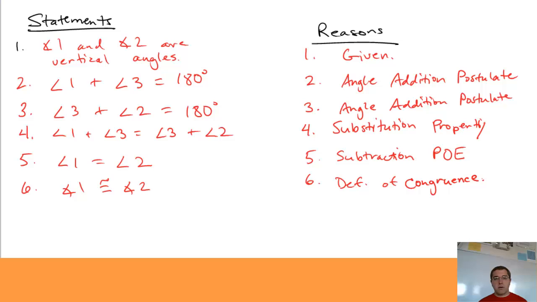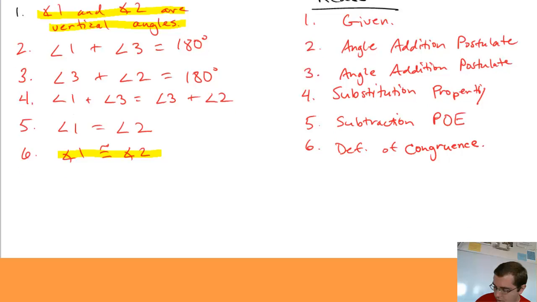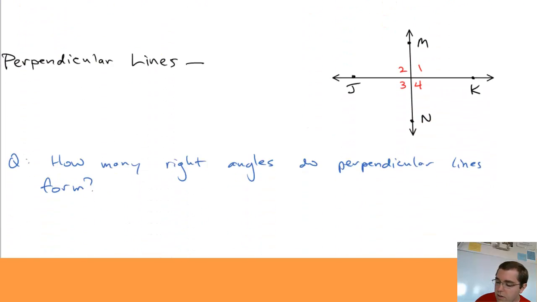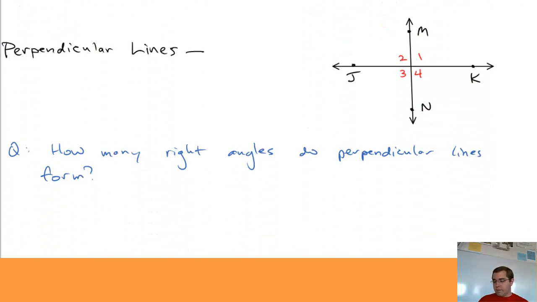Two things are congruent if they are equal in measure and the same shape, but these are both angles. So I've shown that if I start with a pair of vertical angles, I end up with those angles being congruent. So that is always true no matter what vertical angles I start with. Okay. Now that we've proven that, we can use it whenever we want.